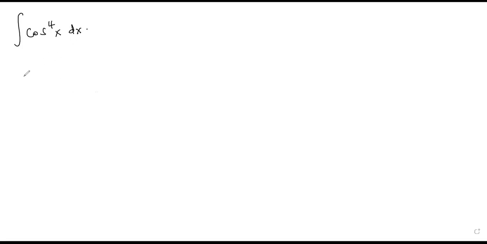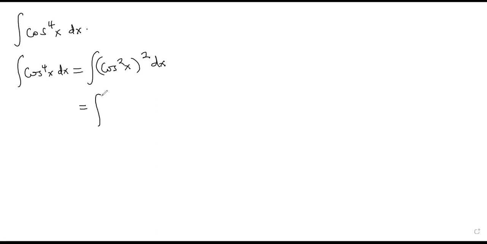What are we going to do? We are going to say that the integral of cos power 4x dx is the same as cos squared x, then everything squared, dx, so that I can easily substitute cos squared x because I already know it from the double angle.